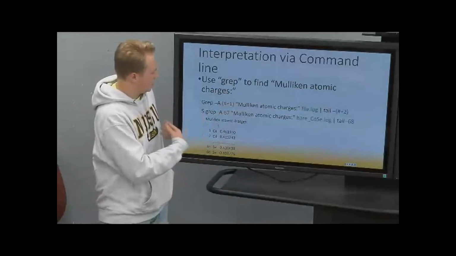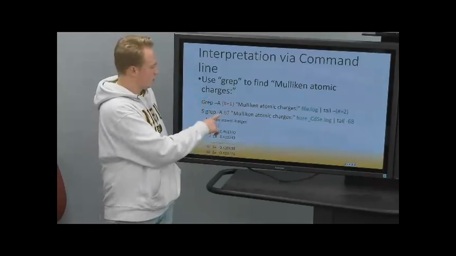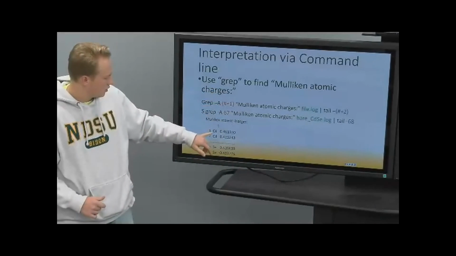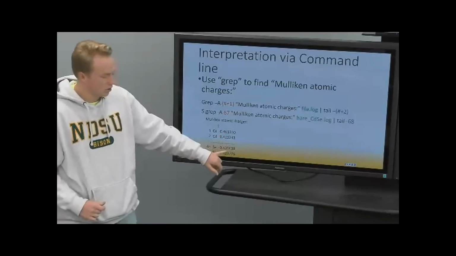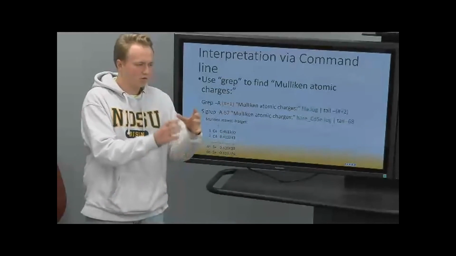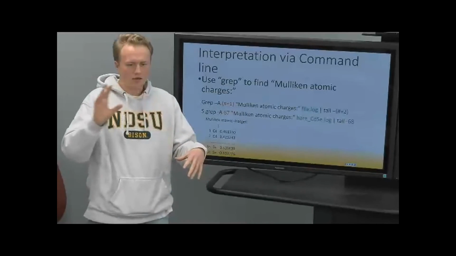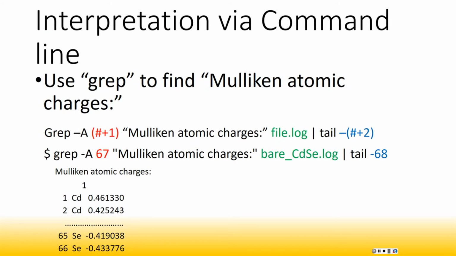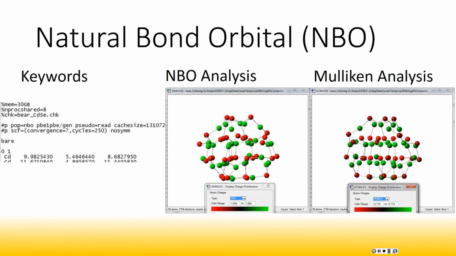So then for my system I have 66, so then I do 67 and 68, and then it gives the atoms and then the Mulliken charge. So then, if you know which atoms are for your core, you can average that, you can do different things with it, and that can be helpful.